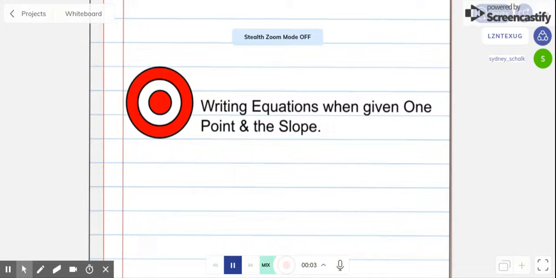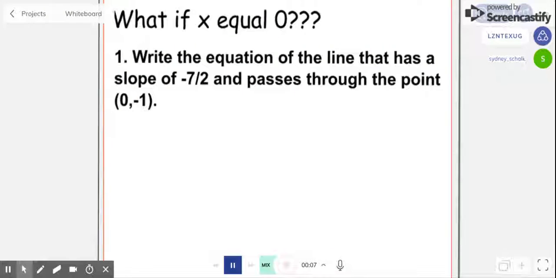Hello, 7th graders. Today we're going to learn about writing equations when given 1 point and a slope. So for number 1, it wants us to write the equation of the line that has a slope of -7/2 and passes through the point 0, -1. 0 being our x value, -1 being our y.